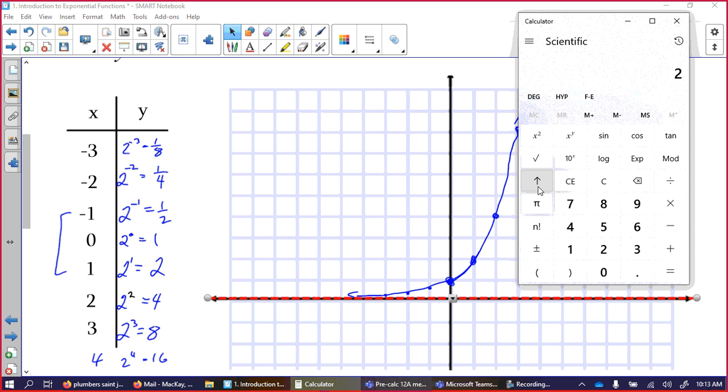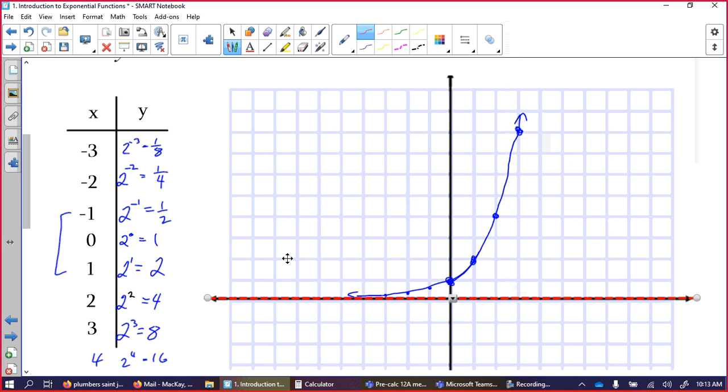2 to the power of -15. Well, that's still not 0. 2 to the power of -100. Well, that's 1 over 2 to the power of 100. Still not 0. No matter how far you go, that is never going to get to 0.